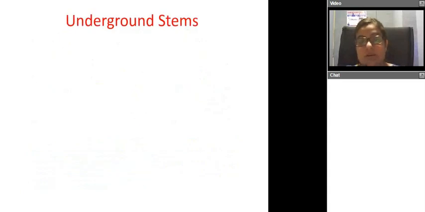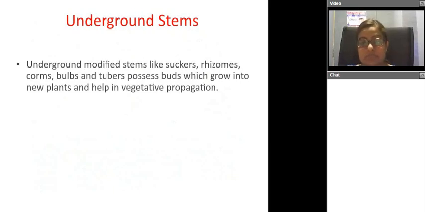The first method of natural vegetative propagation is through underground stems. These include suckers, rhizomes, corms, bulbs, and tubers. Now, is it difficult to remember all of them? Suckers, rhizomes, corms, bulbs, and tubers?